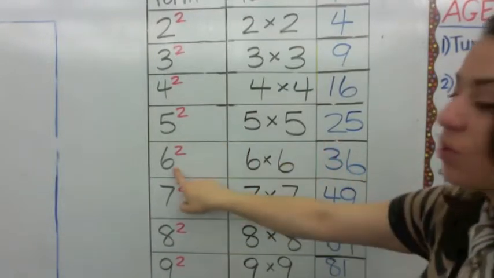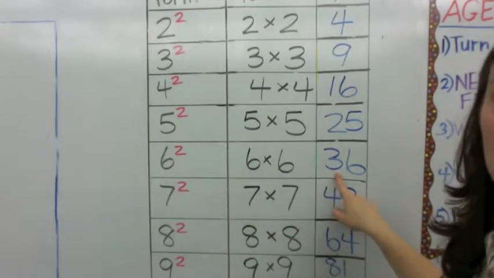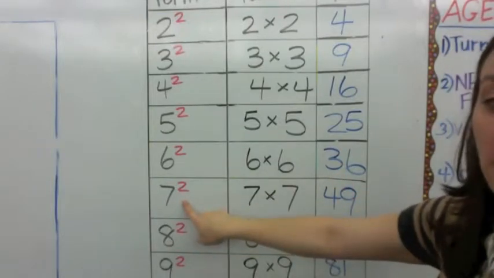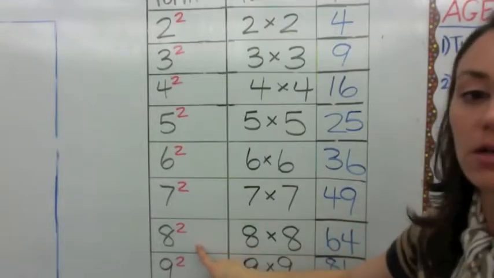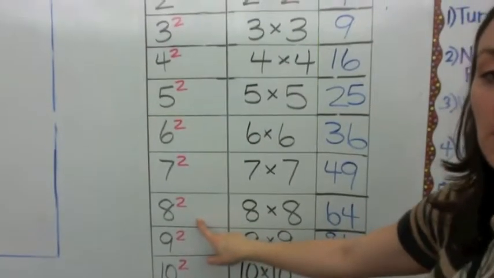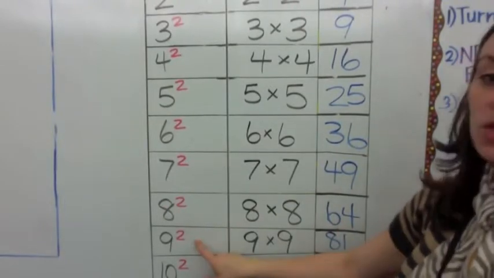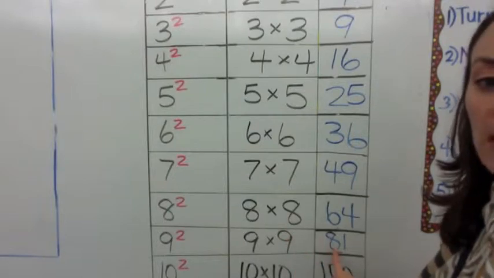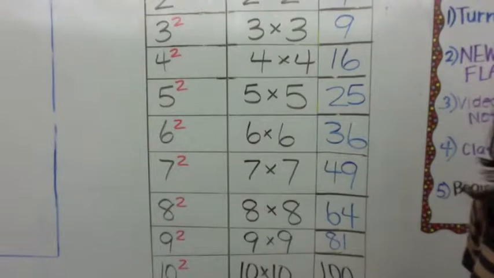Good. 6 squared. 6 times 6 is 36. 7 squared? 7 times 7 is 49. Very good. 8 squared is 8 times 8, which is 64. Very nice. 9 squared? 9 times 9 is 81. The last one is 10 squared, which means 10 times 10 is 100.